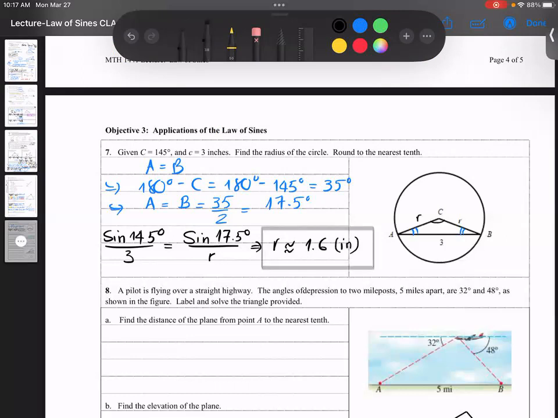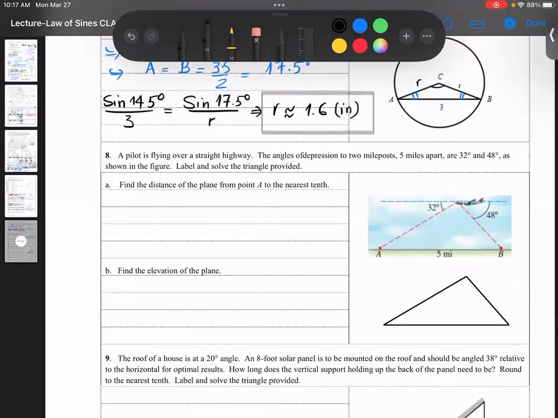Any questions from number 7? I wish I had more time for this class, like if they gave me 1.5 hours instead of 1 hour.